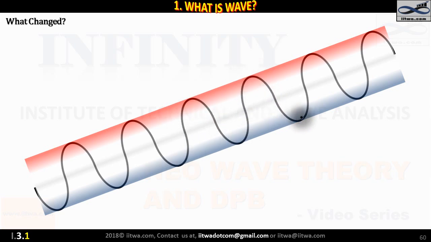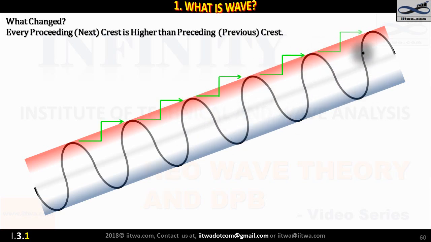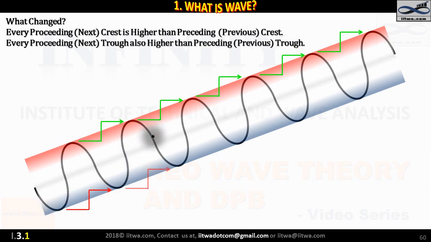Let us get the answer. In the last horizontal model, we had crests and troughs at the same level, but this tilting upward has caused a change in levels. Now, every succeeding crest is higher than the preceding crest, and every succeeding trough is also higher than the preceding trough. This is the truth related to prices. As time expands, prices increase.